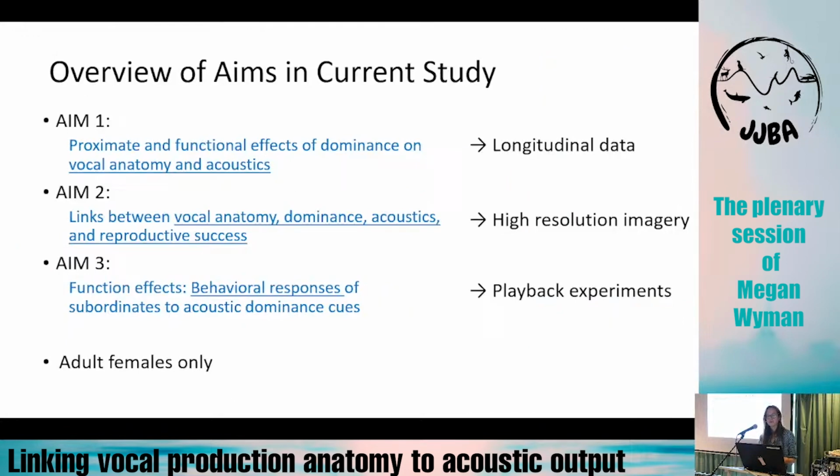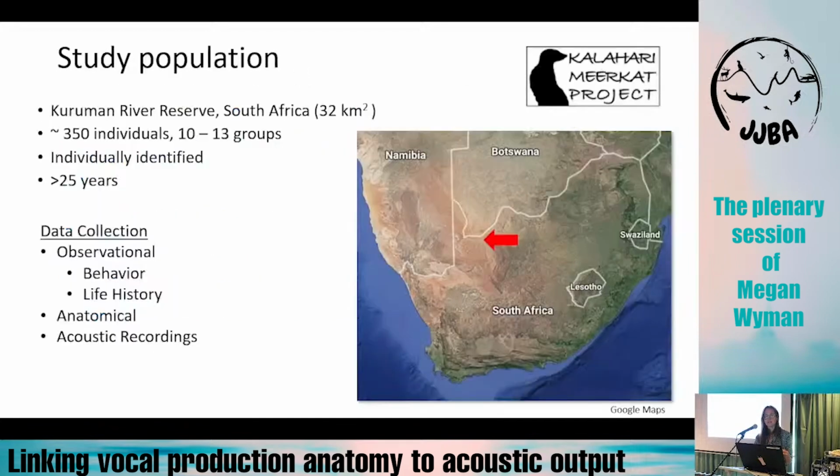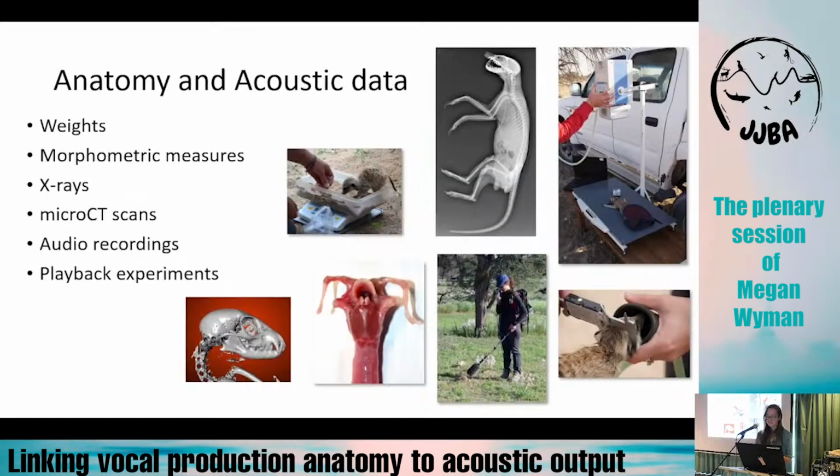So the first aim is the proximate function and functional effects of dominance. Here is the study population in South Africa, 350 individually marked animals, where there's lots of life history and very intensive behavioral observations going on. And we have anatomical data and acoustic recordings. We collected anatomical data at the time of dominance change to track them, and then 1 month after, 3 months after, 6 months after, to see how they're changing and where this is occurring. So here's weights, here's an X-ray.